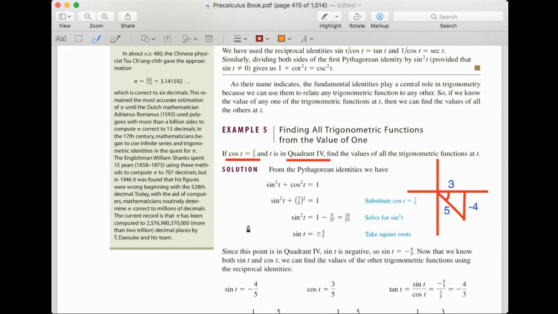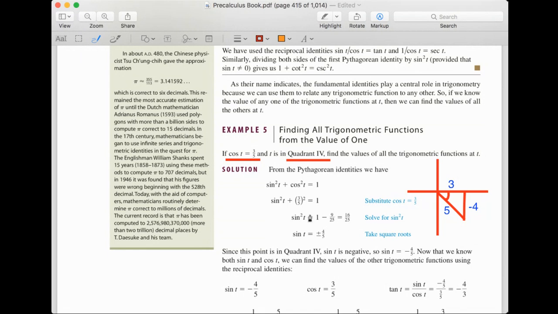Well, let's see how we find those values. First, we want to find sine. Let's use the identity: sine squared plus cosine squared equals 1. Cosine equals 3 over 5, so cosine squared is 9 over 25. Moving it to the other side, sine squared equals 1 minus 9 over 25. We change 1 to 25 over 25, then 25 minus 9 is 16, so we get 16 over 25.